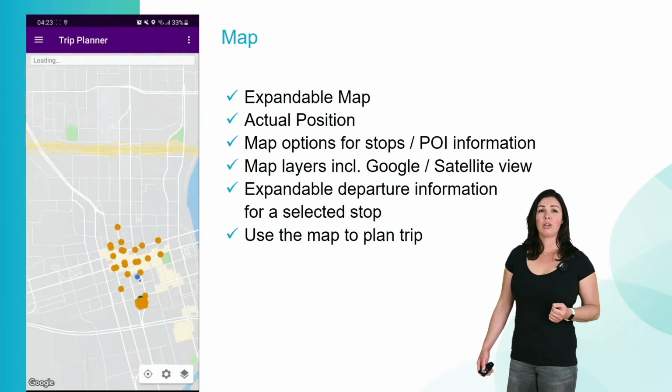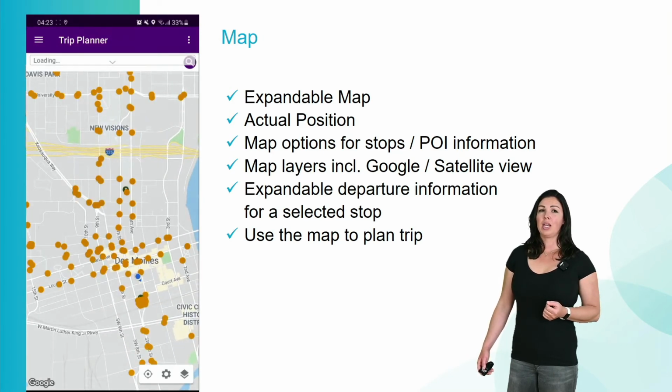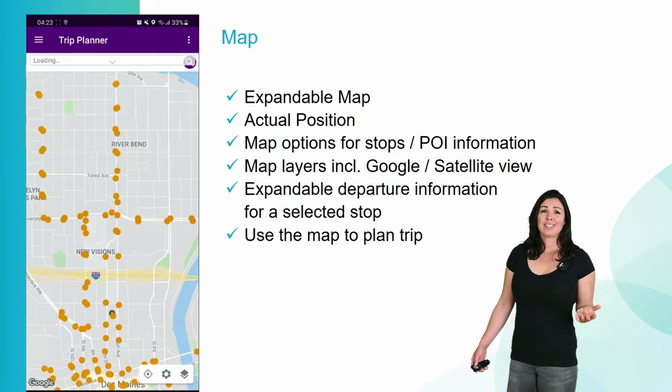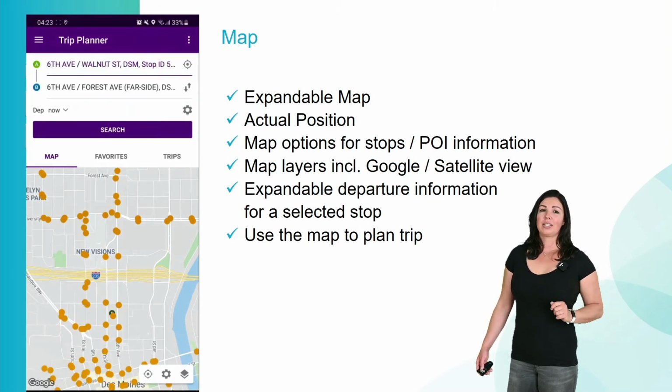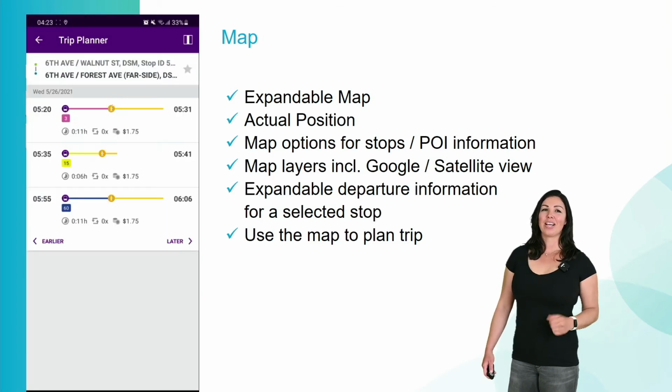From here, if they want to just plan a trip, they can go ahead, click the A to use as start on the map, and maybe they're better at finding the destination on the map, so they can then click their ending station, click the B as end, and search. So as you can see, this is a really quick and easy way for a customer to use a map.